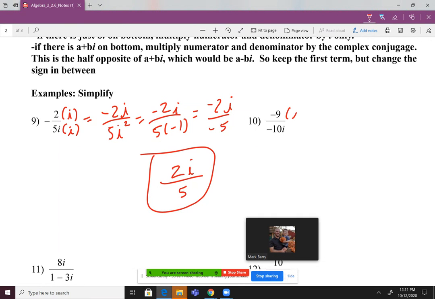So for number 10, same thing. I'm going to multiply the top and the bottom by i. So on top then I have negative 9i. On the bottom I have negative 10i squared. Well, I should not leave i squared in my answer. So I'm actually going to change that to a negative 1.